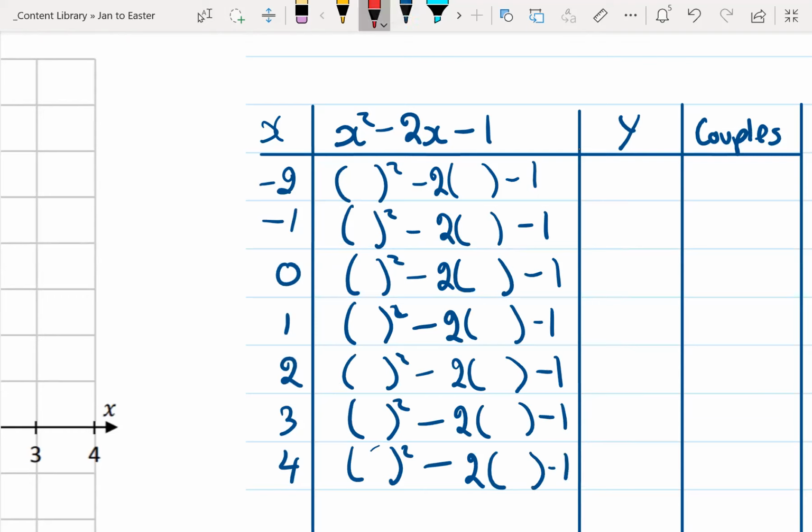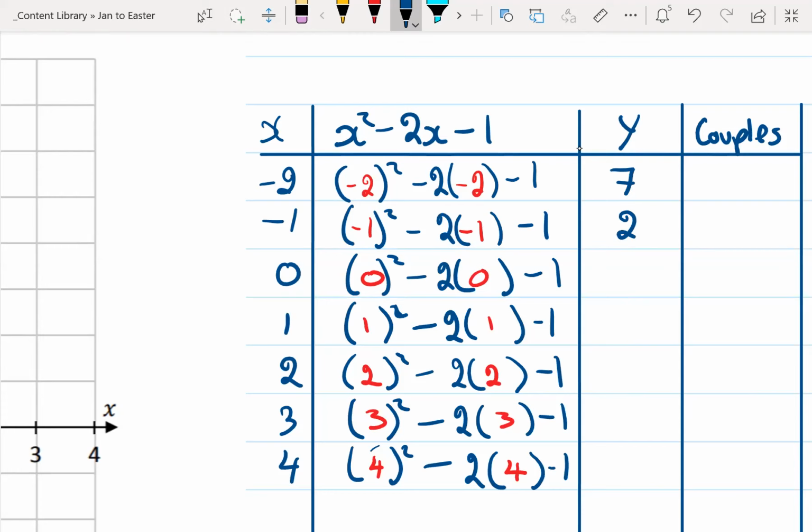So let's just put in our input values. -2 is the first one. Then you're inputting -1, 0, 1, 2, and so on. Pop that into your calculator anyway. Once you've worked out the first one, when you input -2, the output is 7. When you input -1, the output is 2.